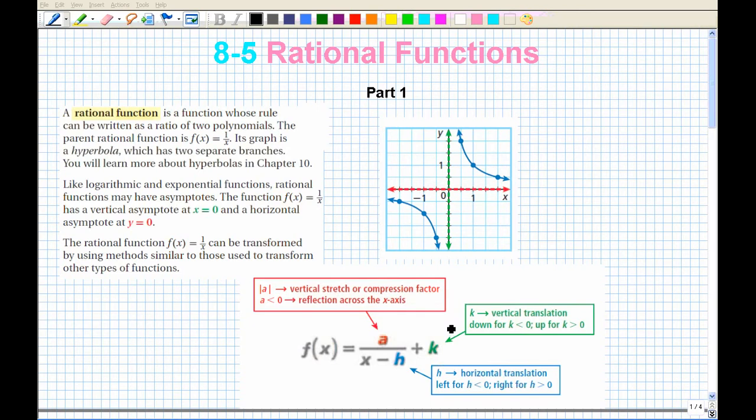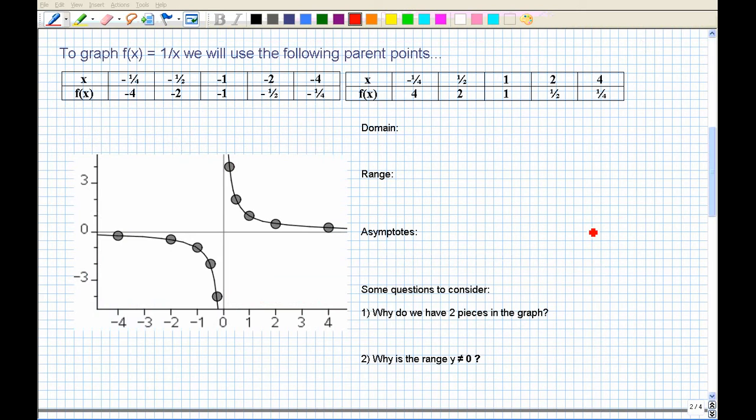So let's look at this parent function. To graph f of x equals 1 over x, we'll use the following parent points. So you can see we have negative 1/4, so 1 over negative 1/4 is negative 4. Later on, if we have 1 over negative 2, that's negative 1/2. And then we have the positive values as well. That is not supposed to be a negative 1/4, that is supposed to be a positive 1/4, just in case you were wondering. Okay, and so this is it graphed, and so you can see I've got 5 points here.